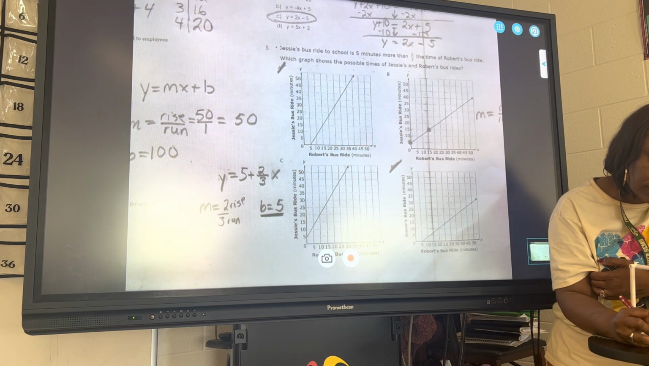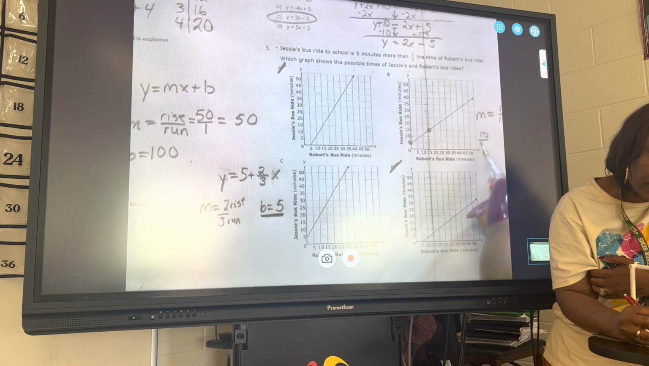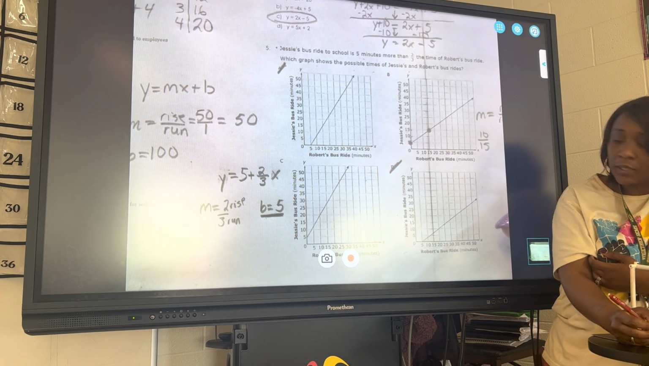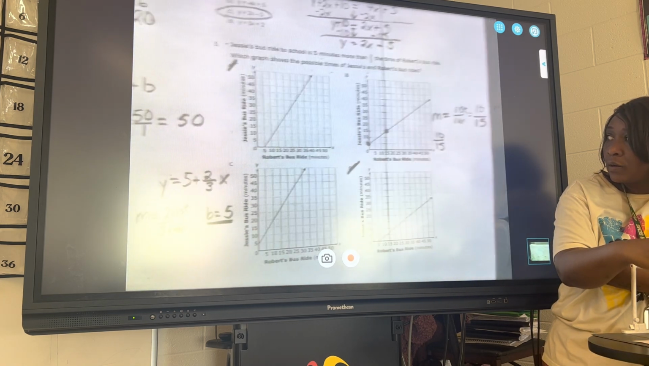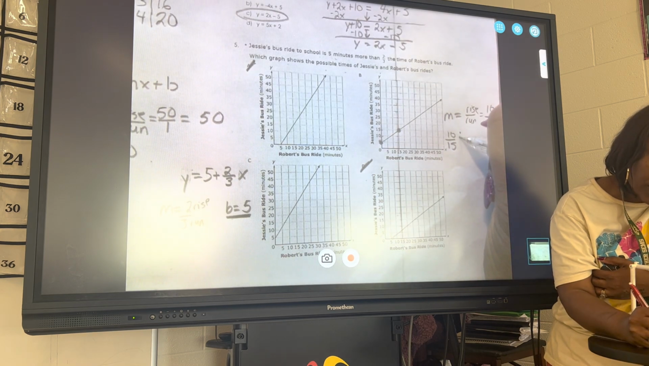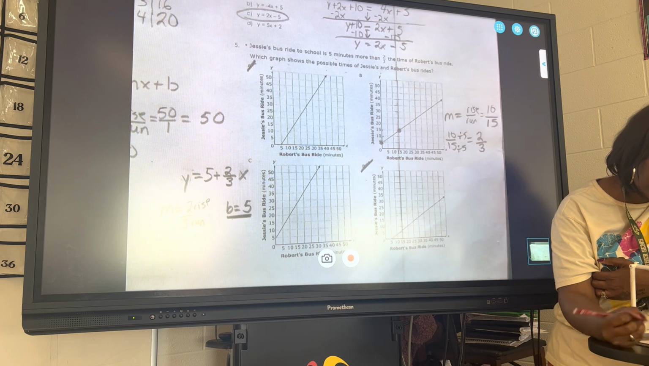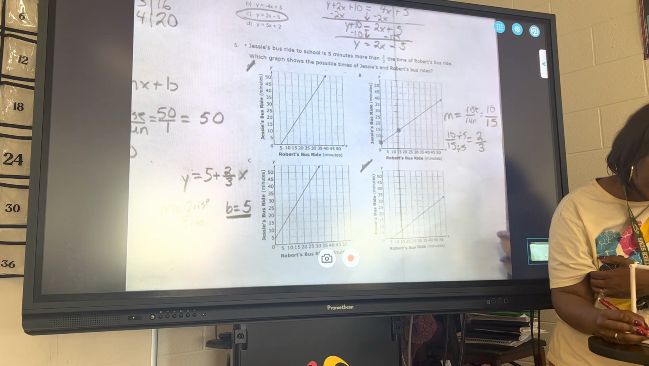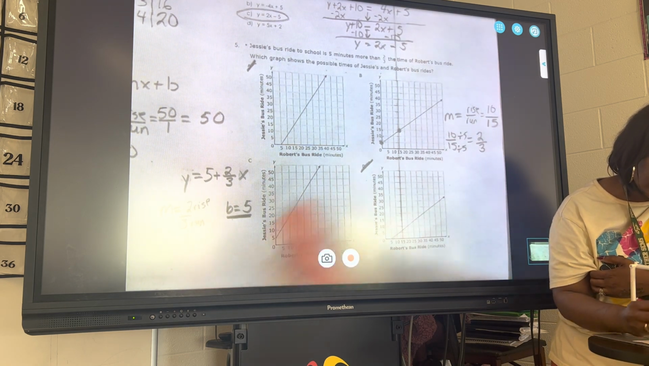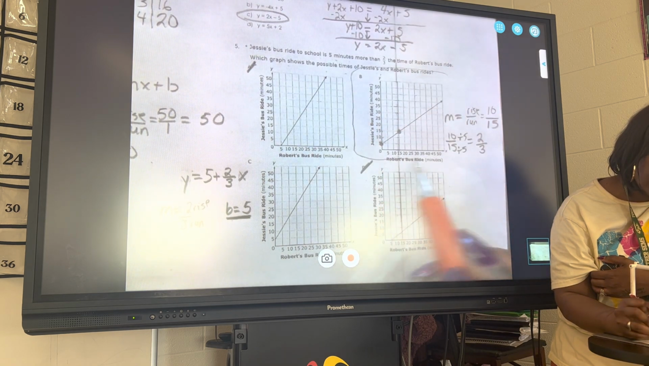Okay, so let's reduce 10 over 15. How do you reduce 10 over 15? Divide both the top and the bottom by 5. When you divide the top by 5, what does that give you? 2. When you divide the bottom by 5, what does that give you? 3. 2 over 3. Is that right? Yeah. That is the correct answer. Do you see why B is the correct answer?